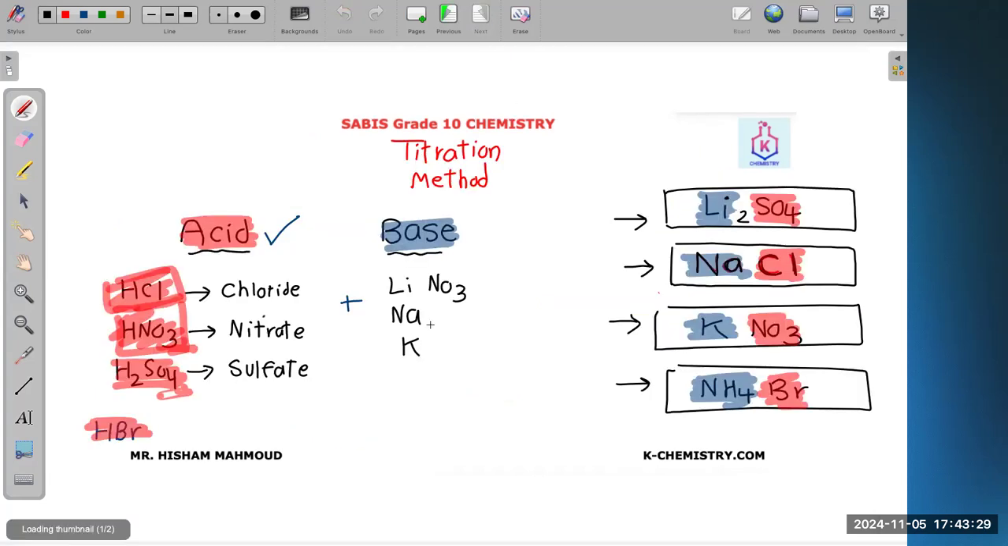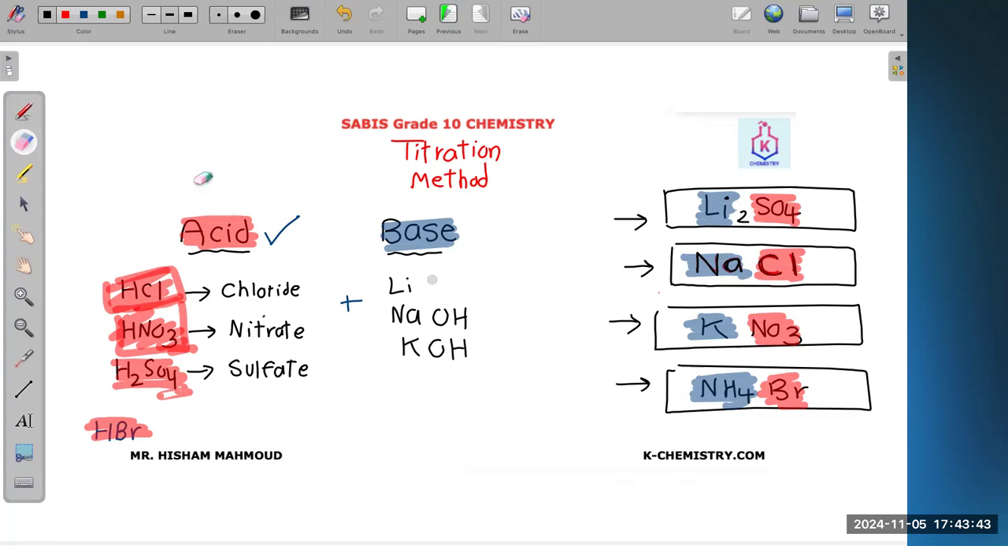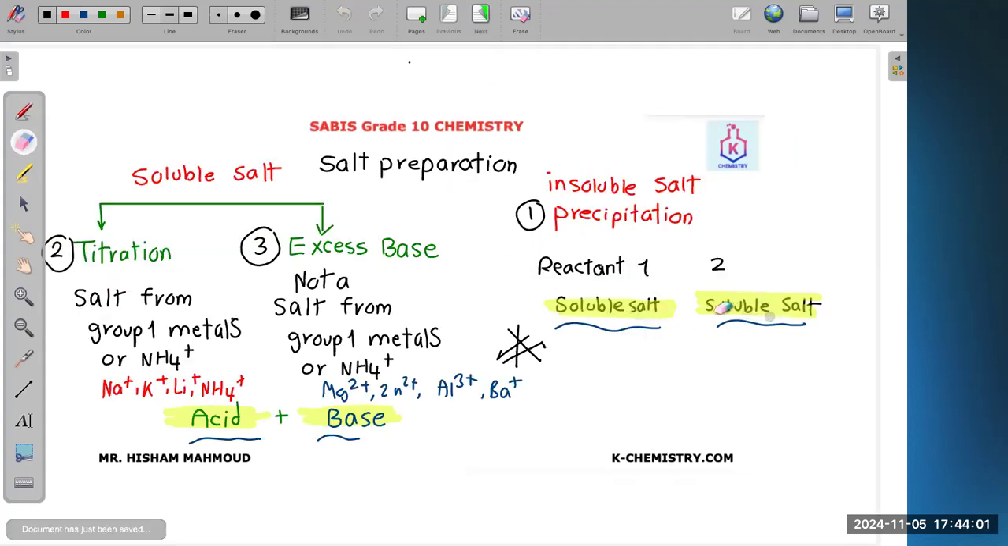So here, can I say potassium nitrate, or must I say potassium hydroxide? I must say potassium hydroxide. Can I say sodium nitrate? No, sodium hydroxide. Can I say lithium nitrate? No, lithium hydroxide. Why? What is the difference between lithium hydroxide and lithium nitrate? This one is a base, but this one is a salt. Are you allowed to use salt? No, you are not allowed to use salt. Salts I use only in the precipitation method.